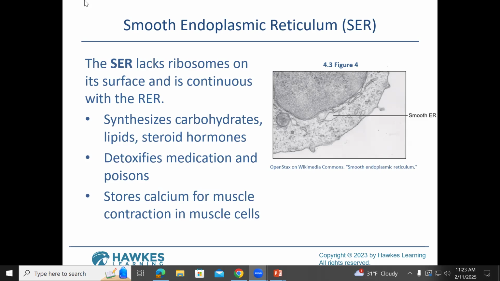So these are the roles of the endomembrane system organelles. These are the smooth endoplasmic reticulum lacking ribosomes on its surface, and is continuous with the rough endoplasmic reticulum. It synthesizes the carbohydrates, lipids, steroid hormones. It detoxifies medication and poison and stores calcium for muscle contraction in the muscle cells.